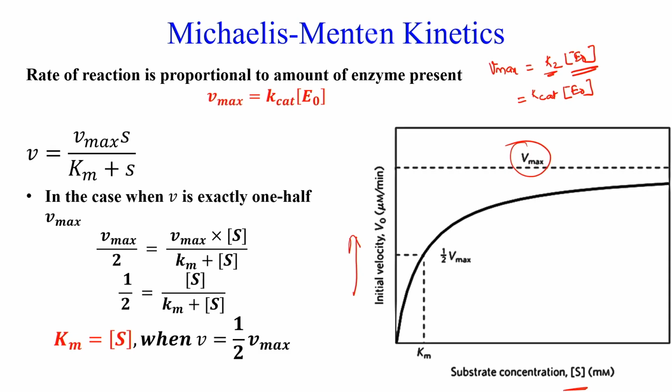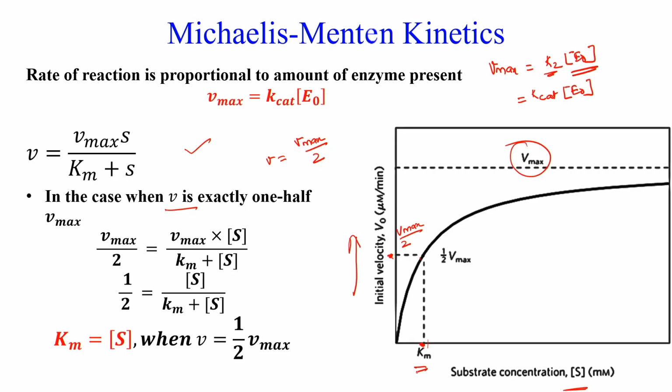Now, as we know, V is Vmax S upon Km plus S. There can be different ways to understand these kinetic parameters, particularly Km and Vmax. One simple approach is, you assume V is Vmax upon 2. If this is the Vmax, this is Vmax upon 2, and corresponding to this, whatever the S value is, that is known as the Km.